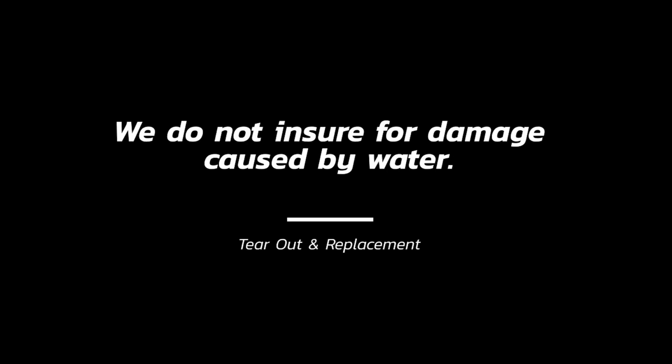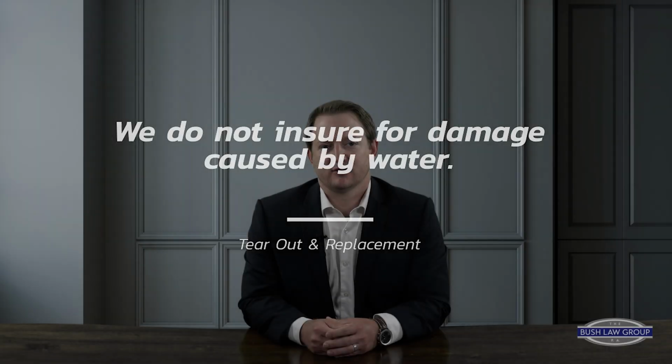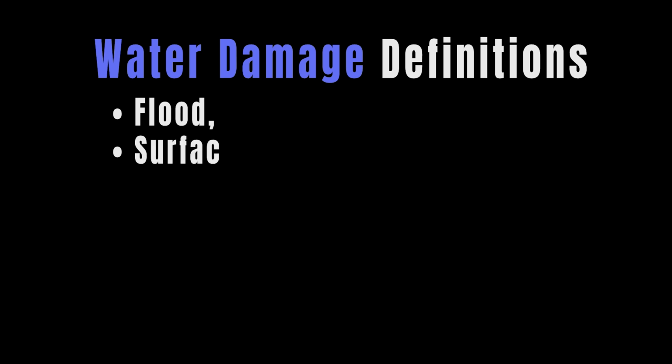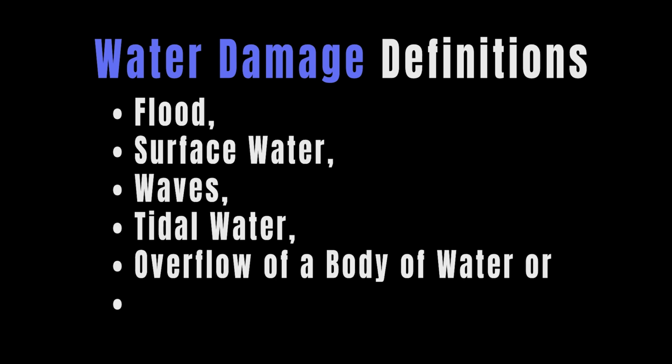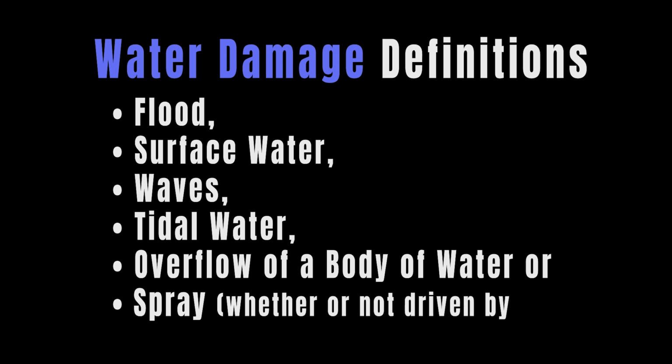The policy, in this long list of exclusions, will say we do not insure for damage caused by water, and then it will go on to define what water damage means. In this particular policy, water damage is defined to mean three different things. The first, under Section A, is flood, surface water, waves, tidal water, overflow of a body of water, or spray from any of these, whether or not driven by wind.